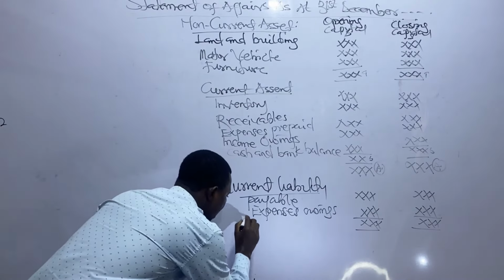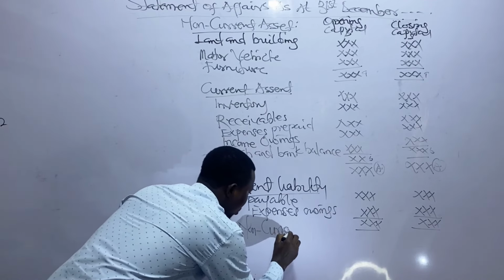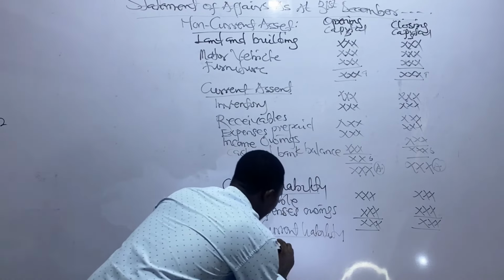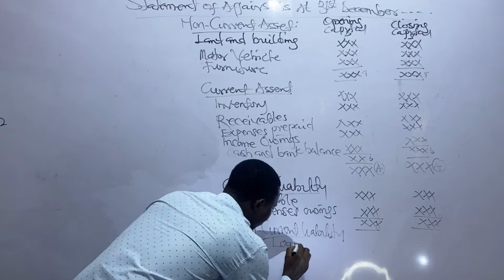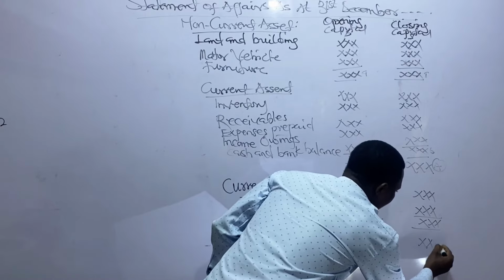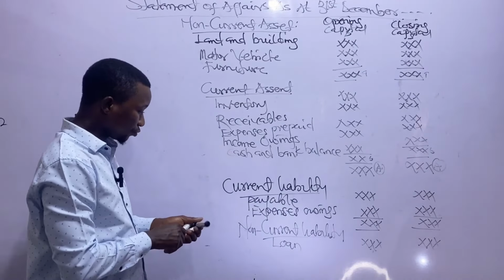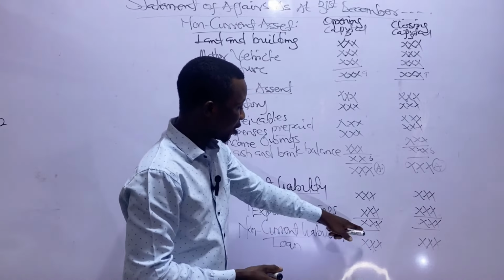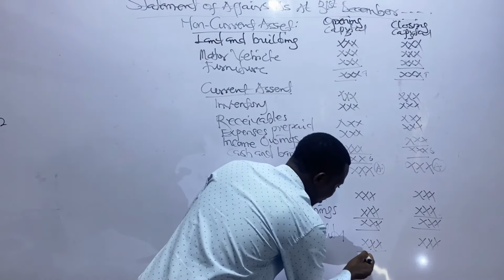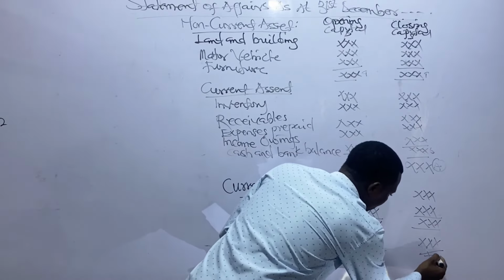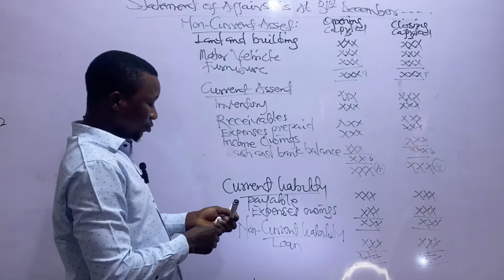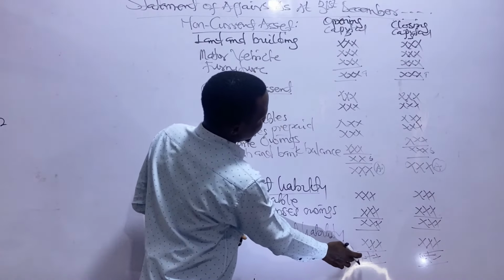So we move to non-current liability. With the non-current liability, let's say we have long-term loan. So we have the loan here. Then what we have to do is to add the long-term liability to the current liability. This way. Good. So this will become the total liability and this will become the total asset.